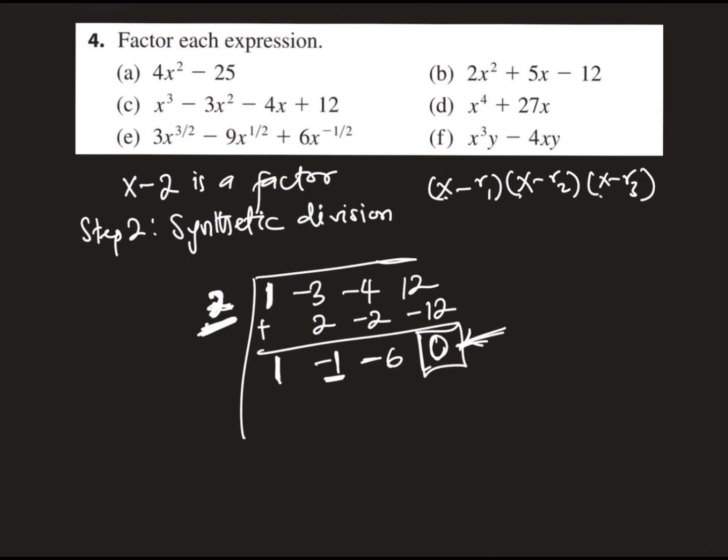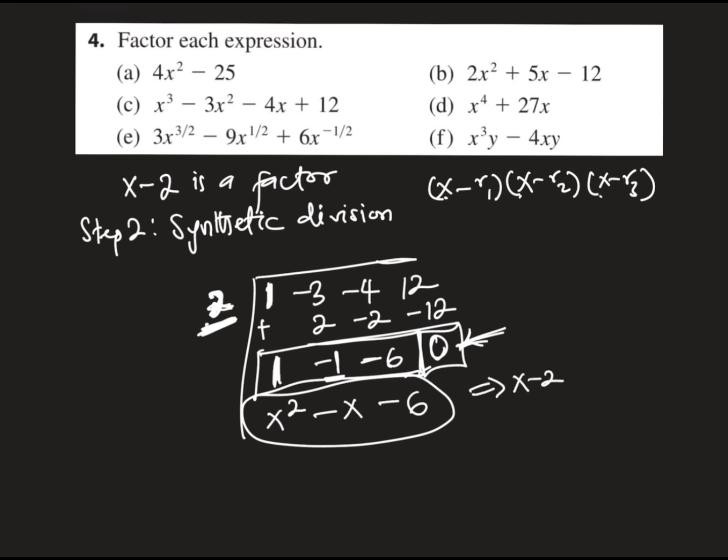So now you've reduced the expression to what? Now the new coefficients are 1, -1, and -6. So that is x squared -x -6. So this is your new expression. Now this is what we did. Remember, x minus 2 is a factor, so that implies that we have x minus 2 times x squared -x -6. If you multiply these two together, you're going to get our expression x cubed -3x squared -4x +12.